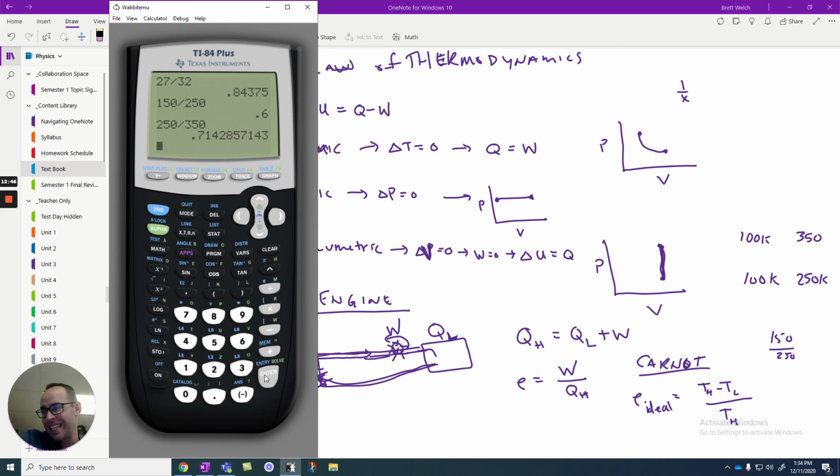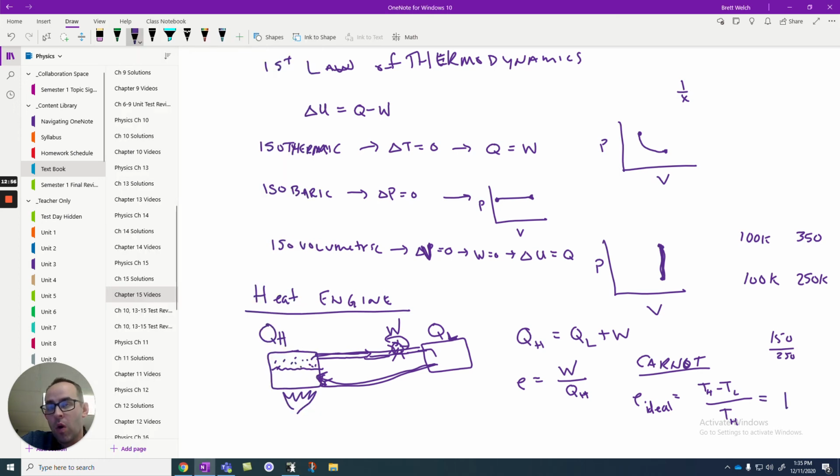Now, the idea is, how do I ever get this to be perfect? What would I have to do to get 100% efficiency? Well, the only way this equation would ever equal 1 is if TL equals 0. Because look, then I'd have TH over TH. The only way that happens is if the exhaust temperature is at absolute zero. That is not just practically impossible, it's theoretically impossible to get down to where there is no heat internally in the substance at all. It's not going to happen.